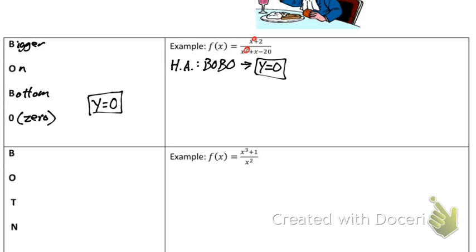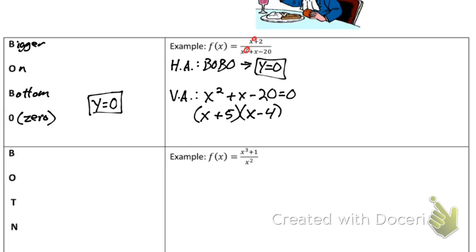Vertical asymptote, I need to figure out where that equals 0. So our vertical asymptote is where our denominator equals 0. So that's x squared plus x minus 20 equals 0. If this isn't factorable, are we done? Do we just on the test write it's not factorable? No, we use the quadratic formula or we complete the square. We are never done with quadratic. However, this one is factorable because we can have x plus 5, x minus 4 equals 0.